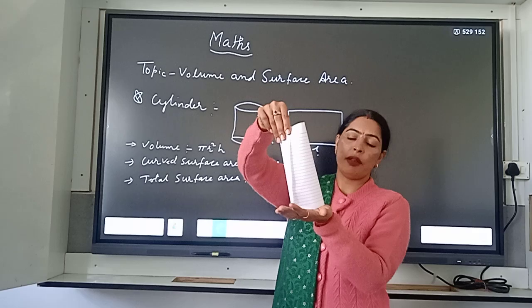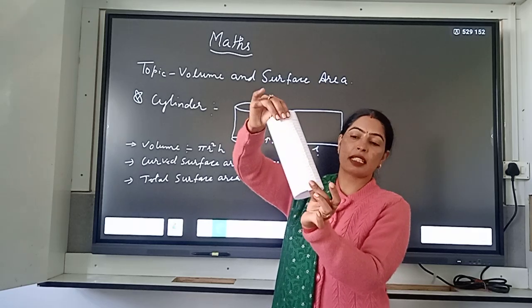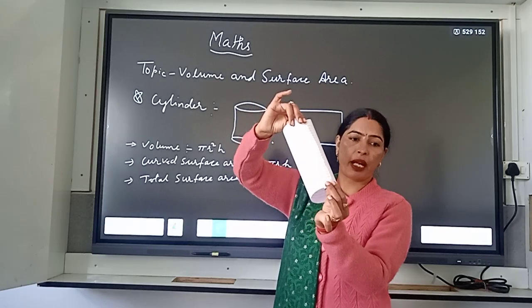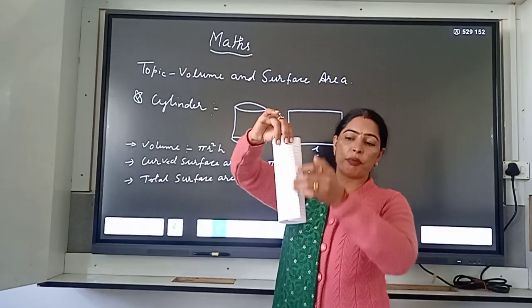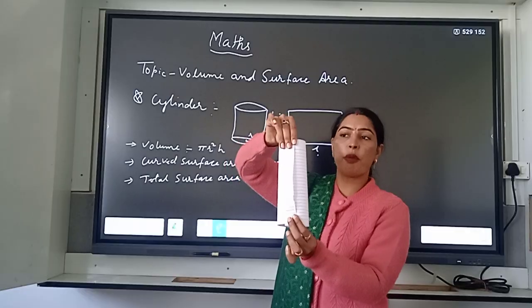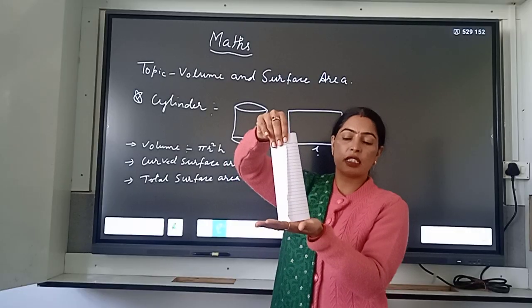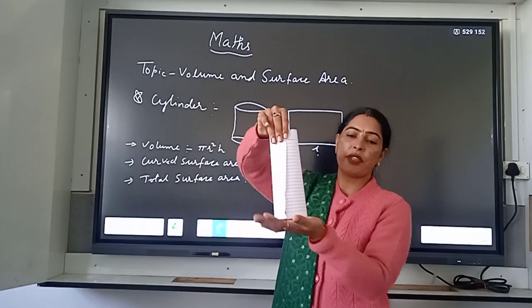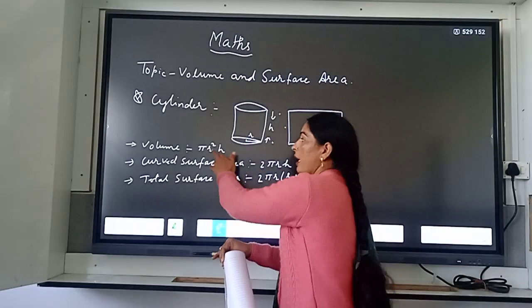So base area, that is in circle shape, and what is the area of a circle? Pi r square. And the breadth of this paper is the height of this cylinder. So the volume is pi r square into h. That's why pi r square h.